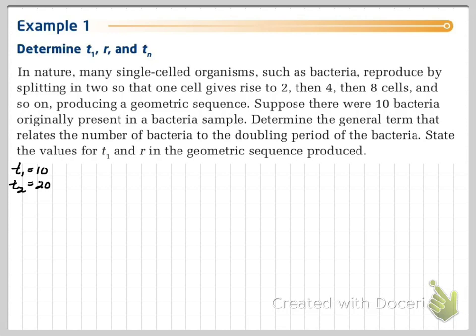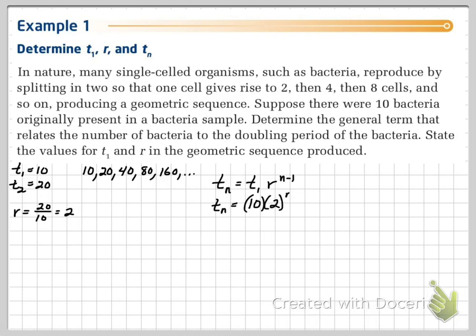Well, now that we know what term 1 and term 2 are, we can divide those two and get the common ratio, and that's going to be 2. Now, Tn, there's our sequence. Tn is going to be T1 times r to the power of n minus 1. So we're going to say that Tn is going to equal our first term 10 times our common ratio 2 to the power of n minus 1. And that's it. That's all there is to it.